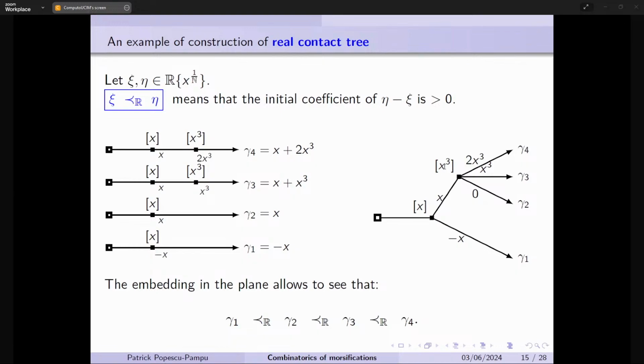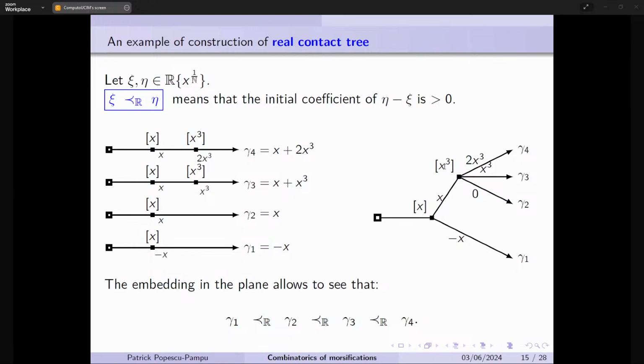Why in the plane? Because we position here the ends or the leaves of the tree in the order of the series. You see simply that the difference is 2x, and 2x is bigger than 0 for x small. So you see the order between the series in this order here.